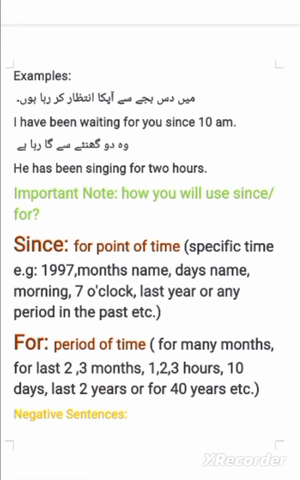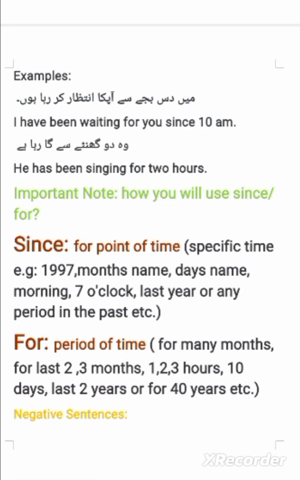Now you can see, मैं 10 बजे से आपका इंतज़ार कर रहा हूँ. So now how do you make this? So you just have to use the structure of the present perfect continuous tense. The same: I have been waiting for you since 10 a.m. All right, so here we used since. Why? We will see in the next point. All right, वो 2 घंटे से गा रहा है. He has been singing for 2 hours. All right, and now here is the important note.